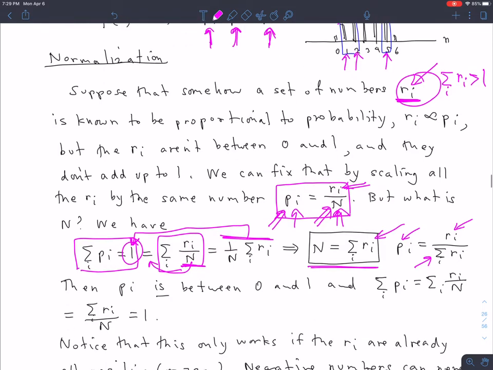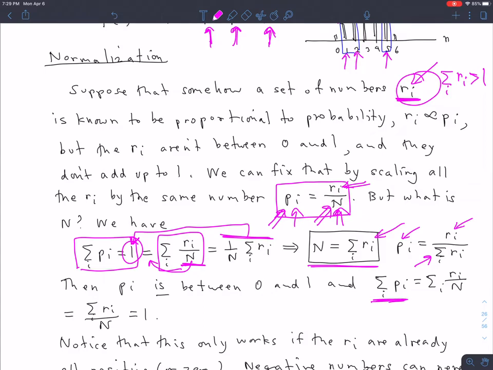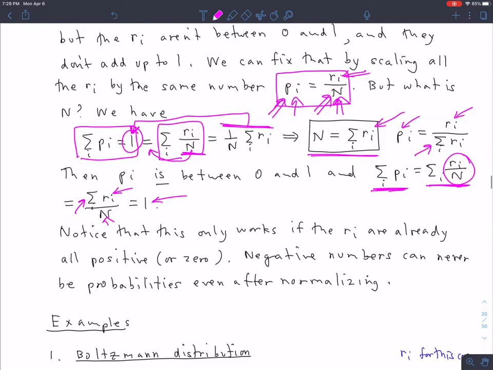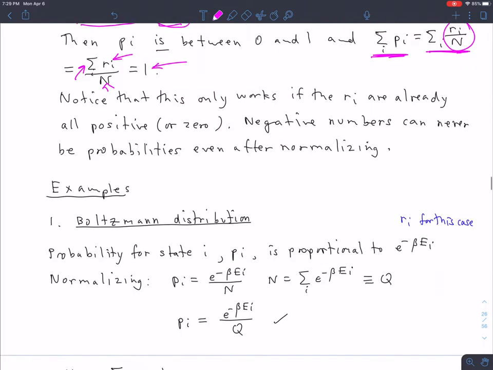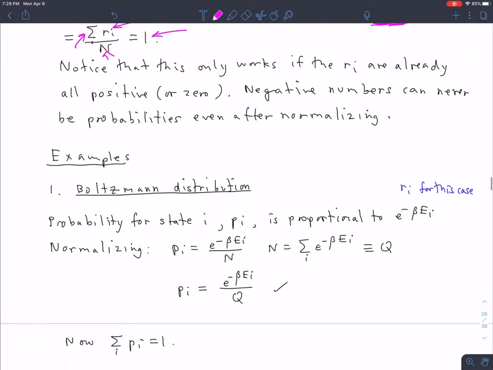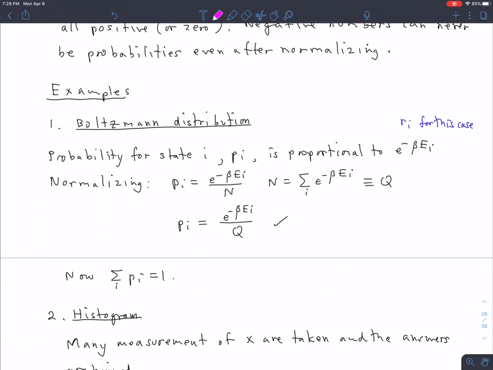That means that if I sum up all those guys, I'm going to be summing all these r sub i's divided by n. That means I'm summing all the numerators divided by n, which is also this same sum, and that's going to give me 1. So that's going to work. That's called normalization. All right, now we've seen enough. Let's do an example, and of course the example we're going to consider is the Boltzmann distribution.